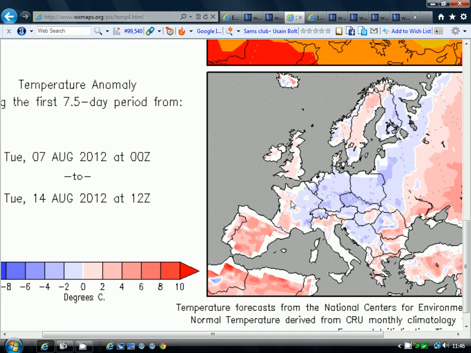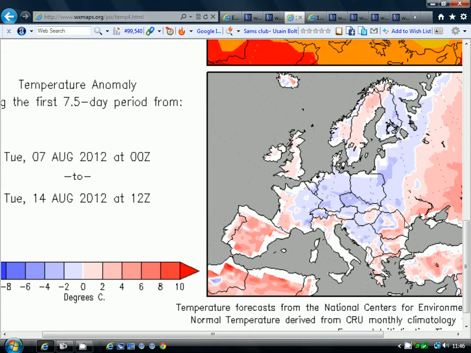So temperature anomalies for the next week, Tuesday the 7th, Tuesday the 14th, we're in the pink colours. Haven't seen this very much at all this summer. We are going into those pink colours, but pink is where above average is. We're not going desperately warm, not going desperately hot just yet. The red colours are very much limited down towards southern parts and central parts of Spain.